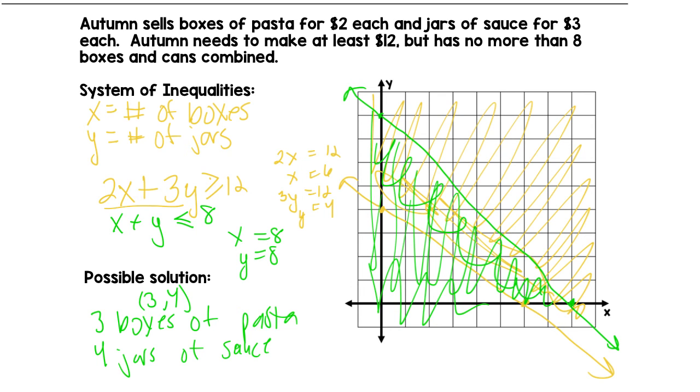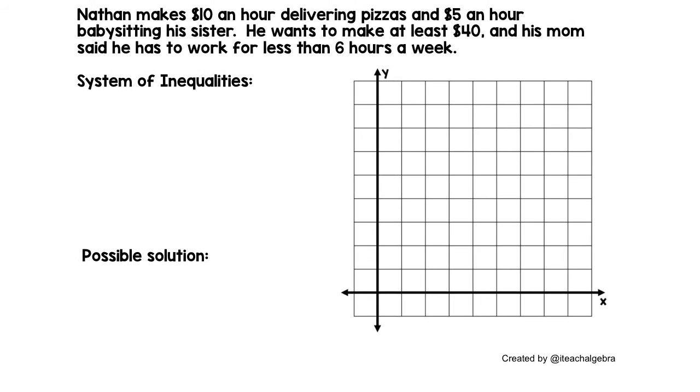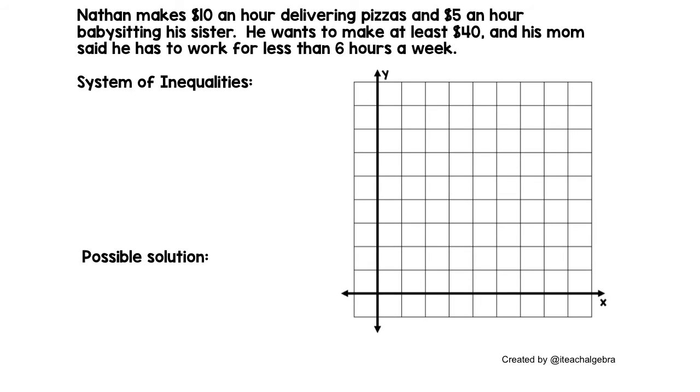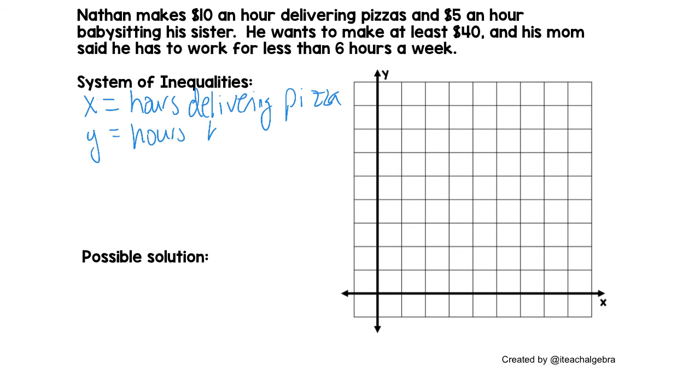Let's try this bottom problem and then we'll call it a day. Nathan makes $10 an hour delivering pizzas and $5 an hour babysitting his sister. He wants to make at least $40, and his mom said he has to work for less than 6 hours a week. So we can tell from here what our two variables should be. We'll have x equal hours delivering pizza, and we'll have y be hours babysitting.